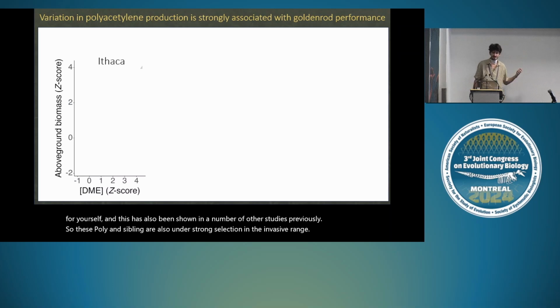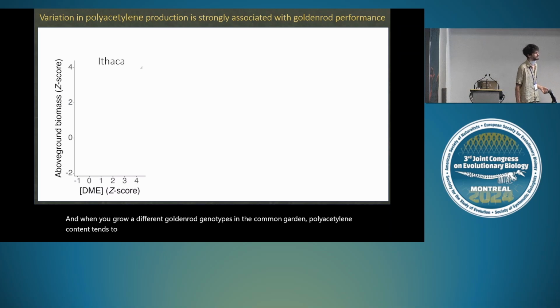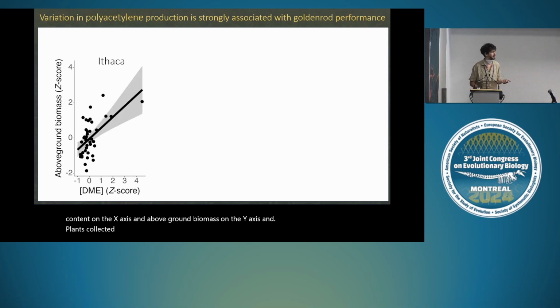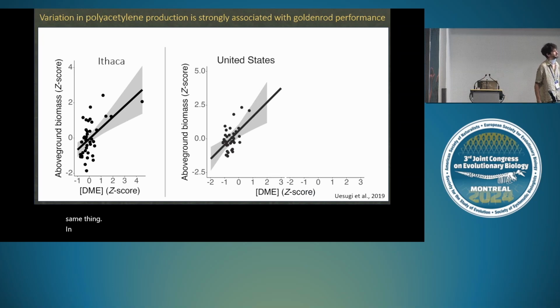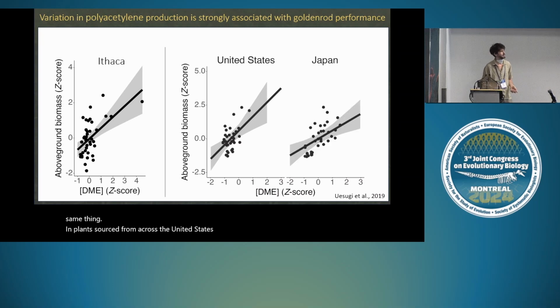And when you grow different goldenrod genotypes in a common garden, polyacetylene content tends to be really strongly associated with goldenrod performance. So this is DME content on the x-axis and above ground biomass on the y-axis, and plants collected from a population in Ithaca. You can see that these are pretty tightly associated, suggesting that these polyacetylenes increase goldenrod fitness. And we see the same thing in plants sourced from across the United States and also in populations from Japan in the invasive range.